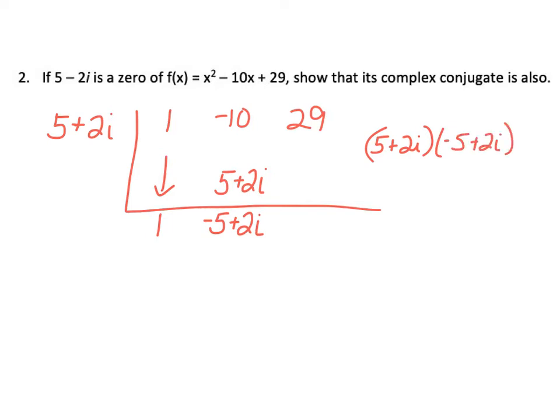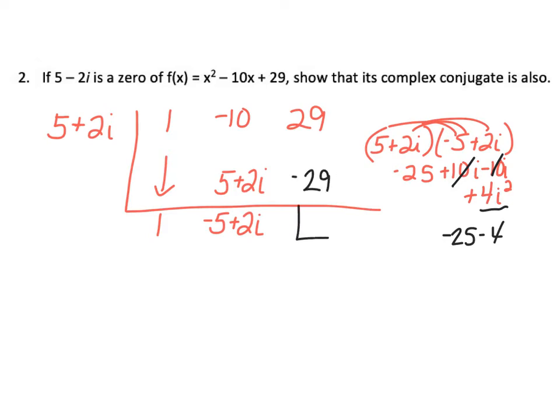I'm going to do that off on the side, so you can see the distributing. You may get better and not need to do this, but this would be negative 25, plus 10i, and then distribute this one, so it would be minus 10i plus 4i squared. Notice that my 2 middle terms drop out, and 4i squared would be 4 times negative 1, so I'd end up with negative 25 minus 4, or negative 29. Then I add, and I get a remainder of 0. So I see that its complex conjugate is also a 0.